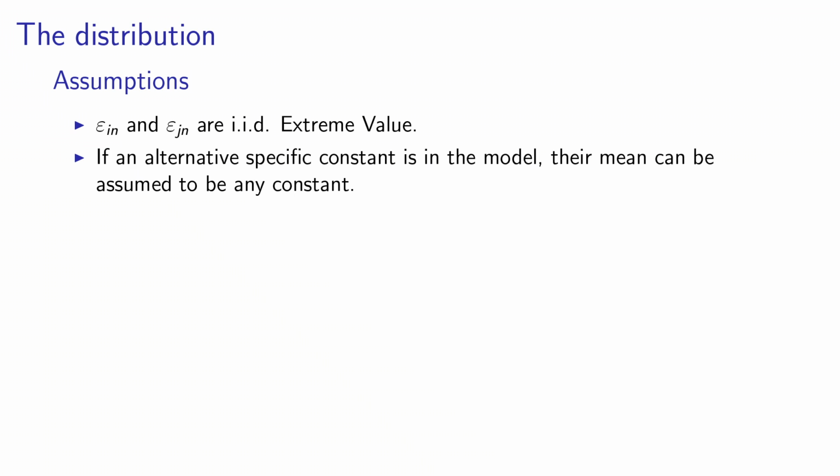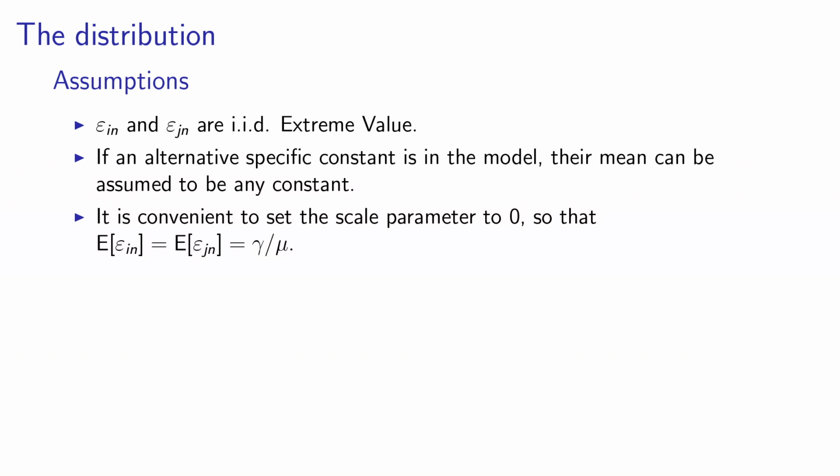And remember that if we include an alternative specific constant in our model, then it means that the mean can be assumed to be any constant. And in practice, it's convenient to set the location parameter to 0 so that the mean of the error terms is gamma over mu. So now we have the distribution of epsilon in and the distribution of epsilon jn. They both follow an extreme value distribution with location parameter equal to 0 and mu as a scale parameter.